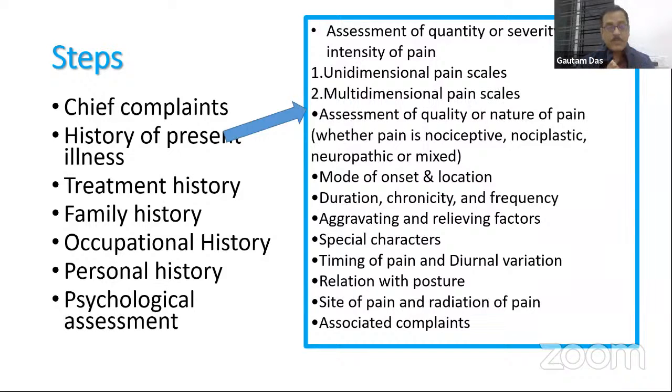Those clues can be obtained by taking the history. Those clues can be obtained by examination of the patient and also by the investigations. So the basic steps in any clinical branch are your history, clinical examination, and investigations. In the history, as I told you, in pain we have the general history and the specific history.